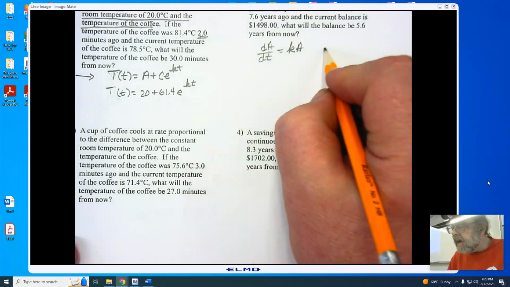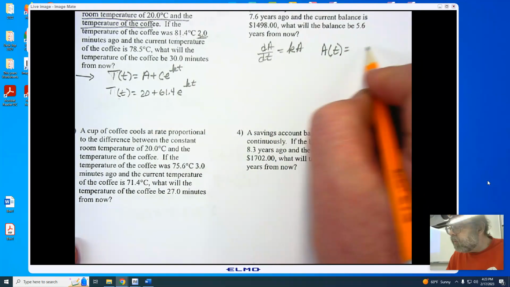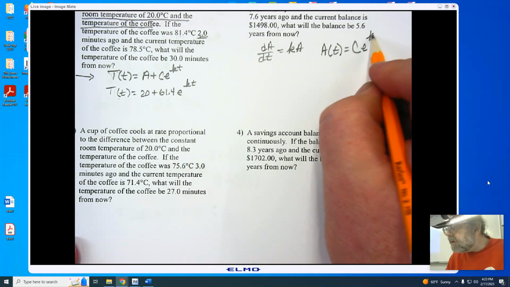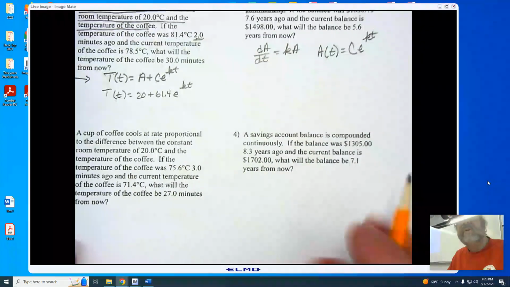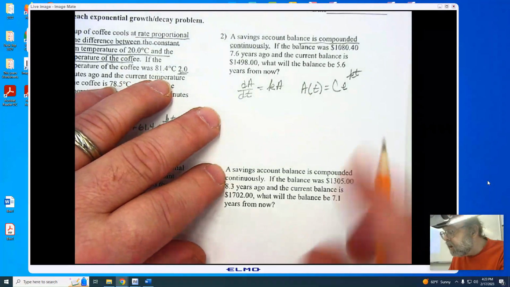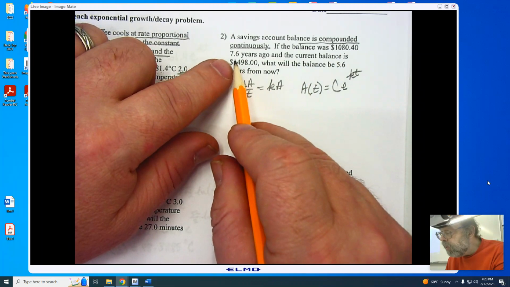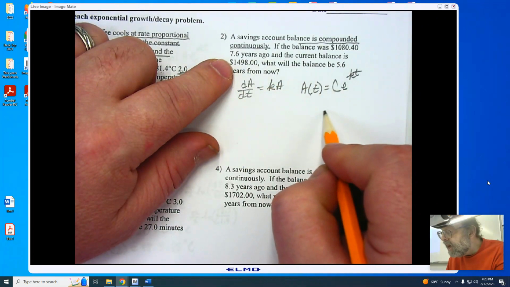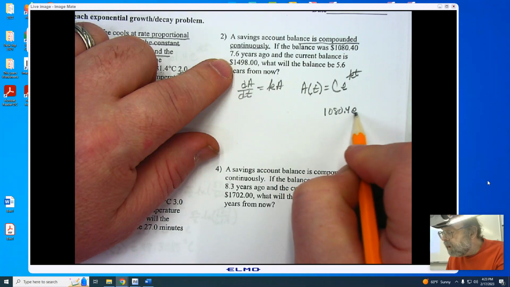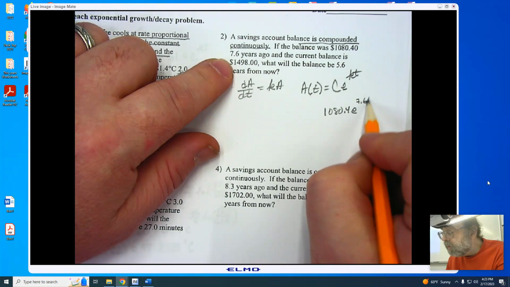We know this as our amount after time t is equal to our initial investment times e to the kt power. Notice this is just our standard formula that we worked with in the previous worksheet. And so we can now put everything in. We know that 7.6 years ago we had $1,080.40. This was 7.6 years ago.